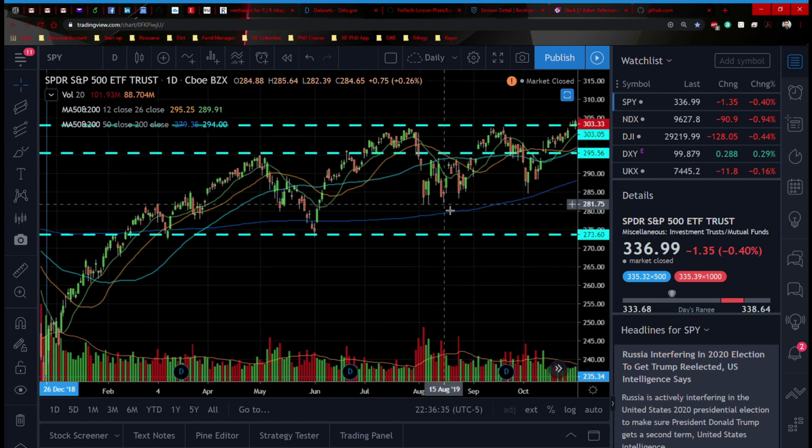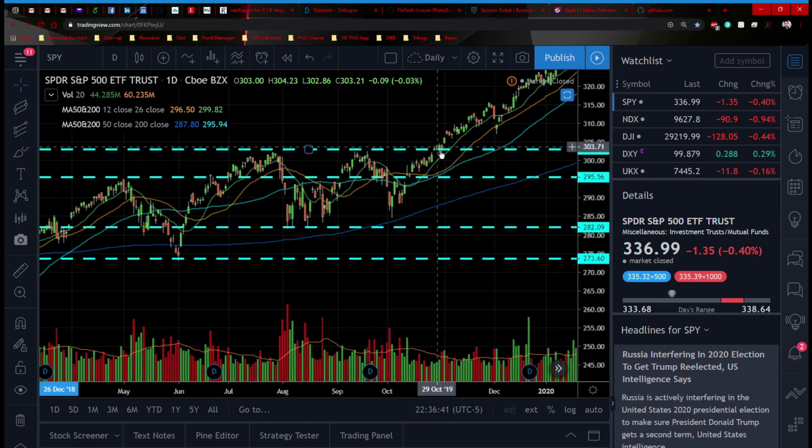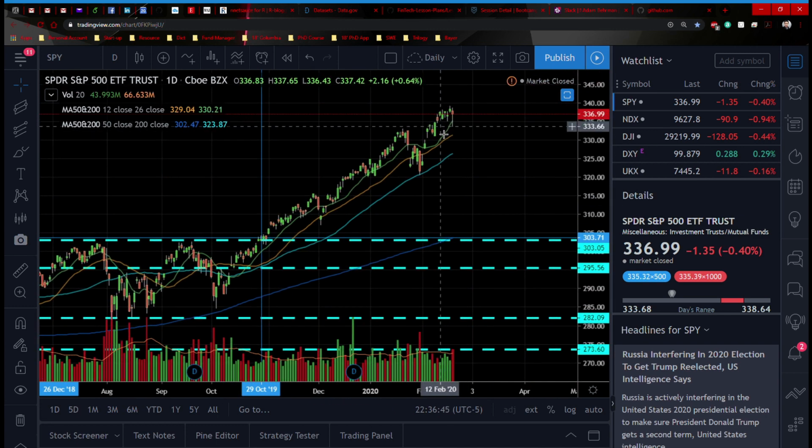We come back down. We poke into the moving averages. We test the support again. We held it. That's your support. We come back up, break out here. Let's put a reference point, and boom, we have this long rally all the way from October.